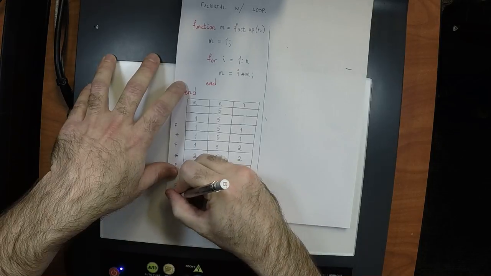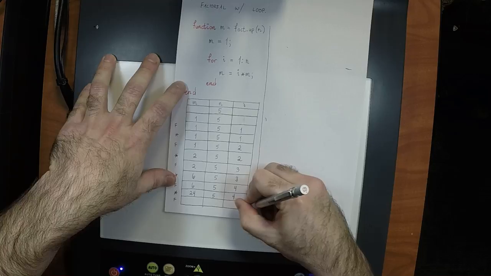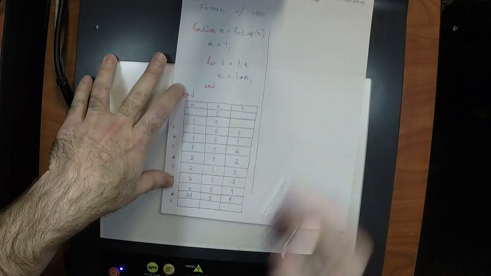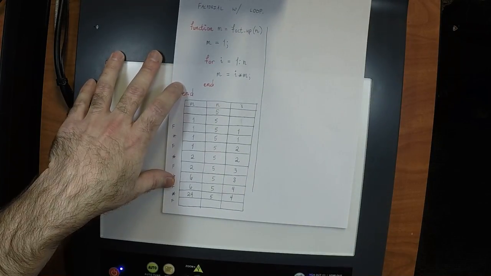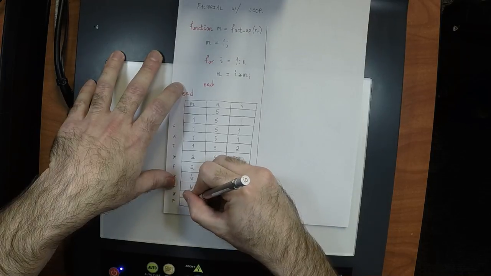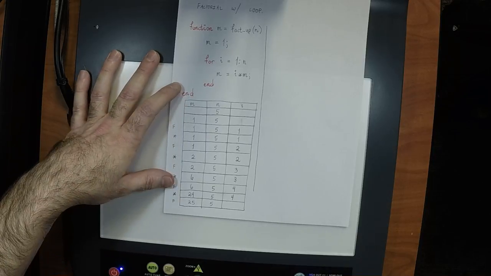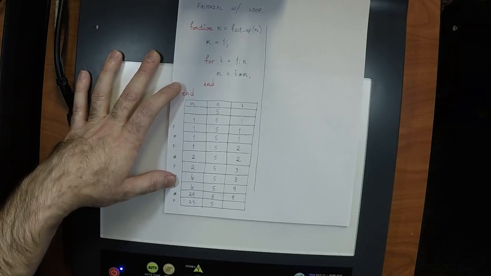You jump back to the top of the loop. M is unchanged as a result of that, N is unchanged as a result of that, and MATLAB gives you the next value of I in the sequence, which is 5.